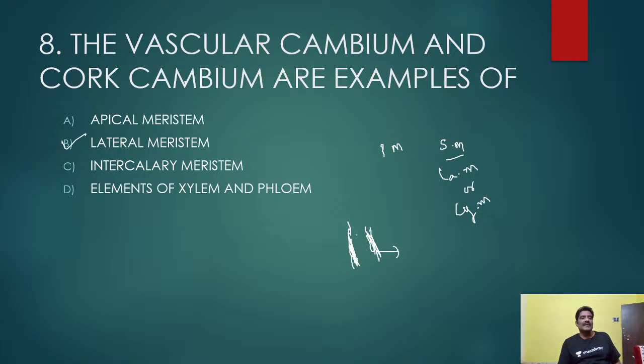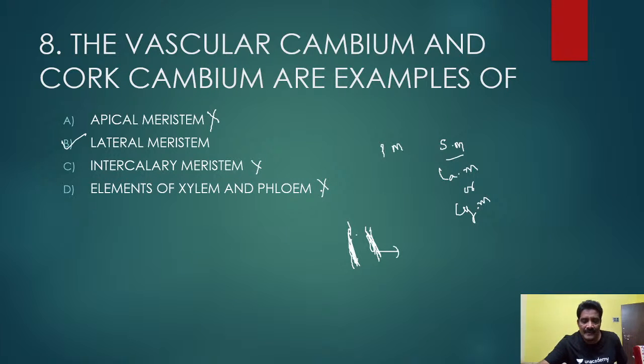Cambium is very important in another aspect: formation of cork. We'll discuss that in secondary growth of the plant. So apical meristems are not. They are present at the apex of the stem. Intercalary meristems are in between permanent tissues. Am I correct on that? Elements of xylem and phloem. See here, this is also not a correct option.